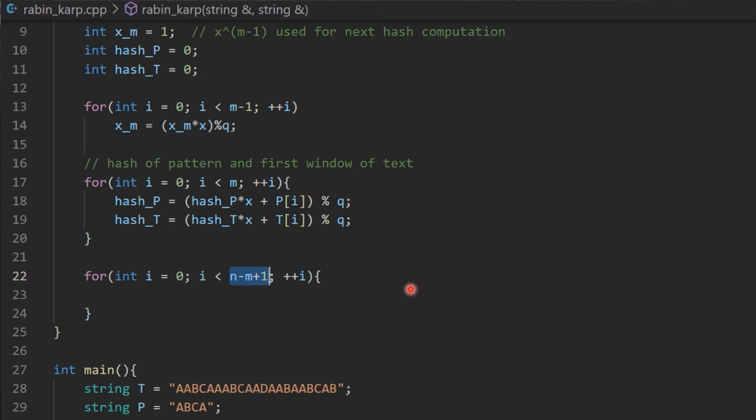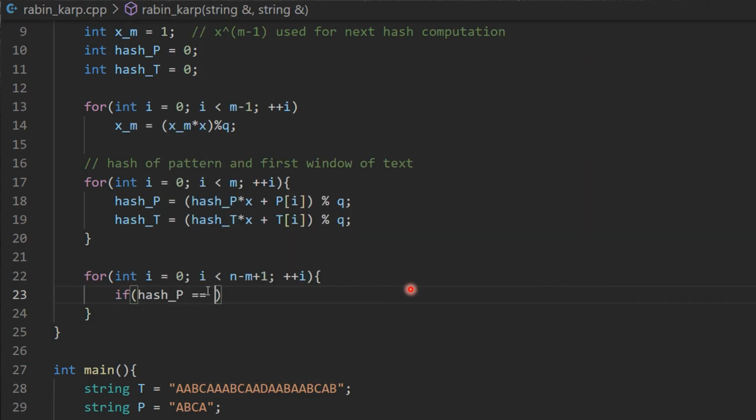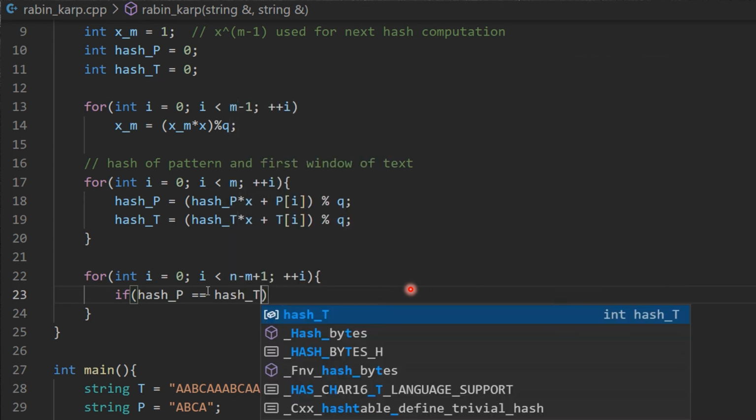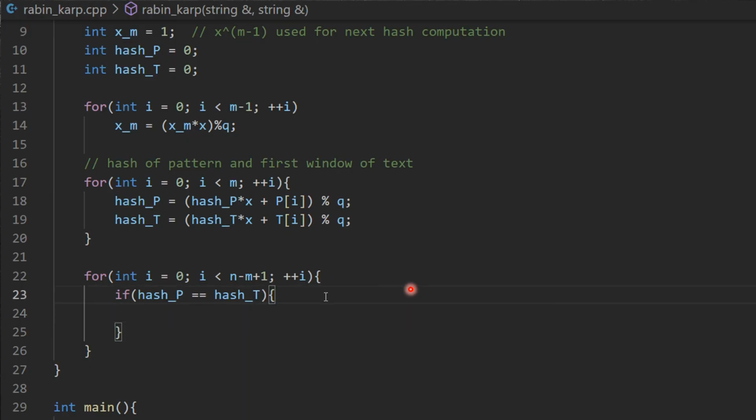For example, let's say n is 3, the text size is 3 and the pattern is of size 2. So there will be just one slide: compare in the beginning and then slide by one step. So the starting index for that will be 1. You can see 3 minus 2 is 1, and it should run 1 time only. So that's why, since we are taking less than, we are adding plus 1. If you are taking less than or equal to, you can remove plus 1.